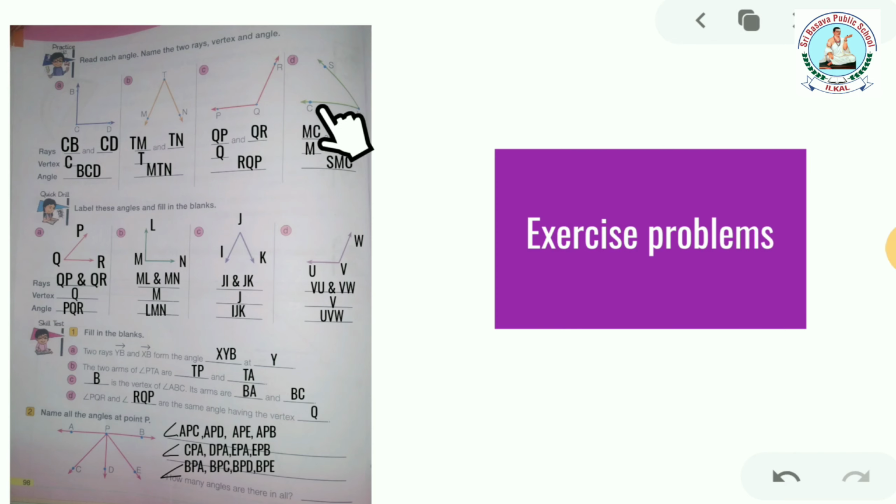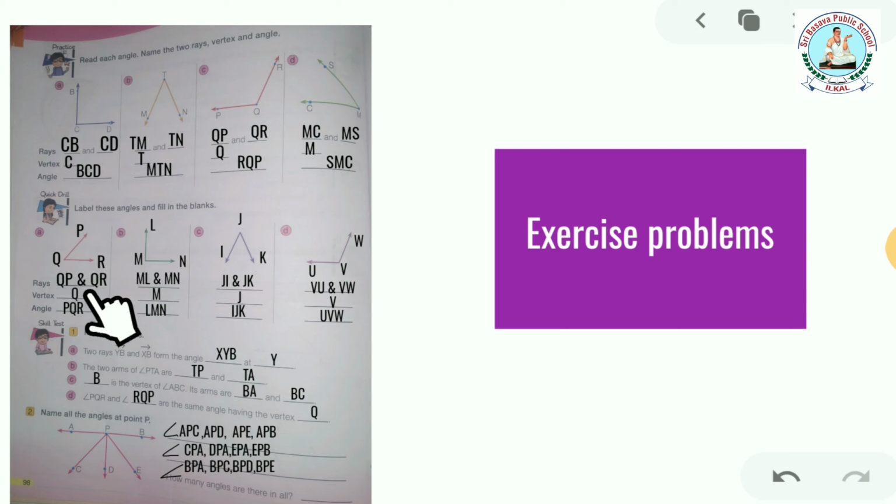Next, MC and MS are the arms of this angle. M is the common point, and SMC is the name of this angle, or else you can also name it as CMS. Let's move on to the next main. Label these angles and fill in the blanks. Angles are given here, but we have to label them by taking 3 letters. Right now I have labeled PQR, and the arms of this are QP and QR, arms of this angle.